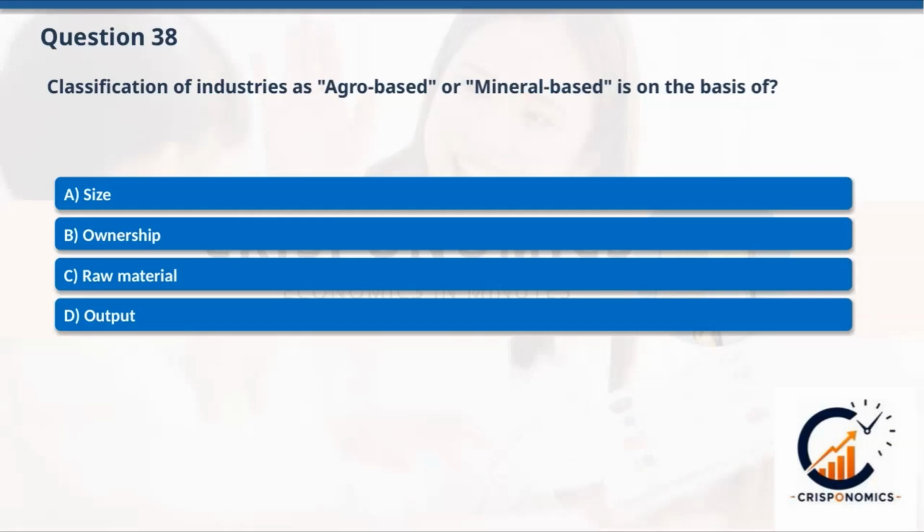When we classify industries as agro-based or mineral-based, we look at 4 key factors. First, size, how big the industry is. Then ownership, who controls it. Next, raw material, the basic inputs the industry uses. And finally, output, what the industry produces. Among these, the classification mainly depends on the raw material they rely on. So, agro-based industries use agricultural products, while mineral-based industries depend on minerals. This distinction helps us understand their core operations and resource needs.